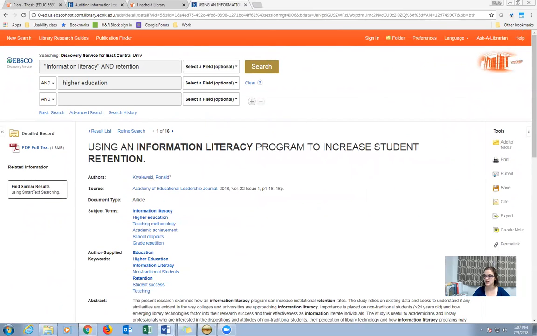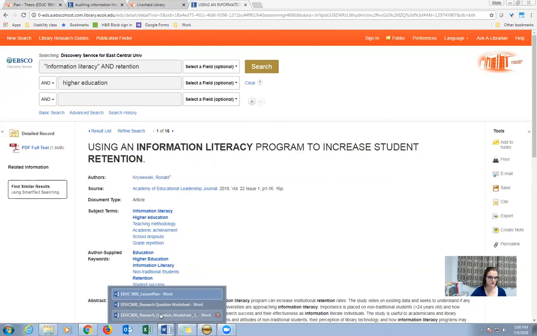And let's say that I find out that lots of people have asked the question if information literacy skills increase retention, but they've come up with different answers. Some people say they do, some people say they don't. There's lots of well-crafted research studies. Sometimes they're using the same method and they come up with different answers. And so I'm trying to think of reasons why that might be.